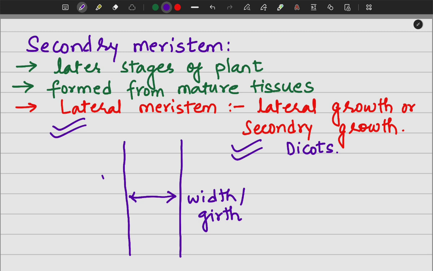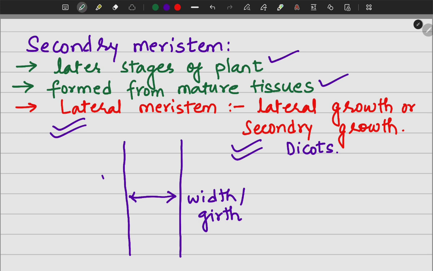The first type of meristem which we studied was the primary meristem. Why was it called primary? Because they were present at the primary stage or the early stages of plant growth. They help in the formation or growth of that young plant and its parts. Primary meristem was of three types: root and shoot apical meristem, axillary bud meristem, and intercalary meristem. Now we're talking about the other type, which is the secondary meristem. How is it different from the primary meristem? It occurs at the later stages, is formed from the mature tissues, and is mainly responsible for the secondary growth or lateral growth of the plant.